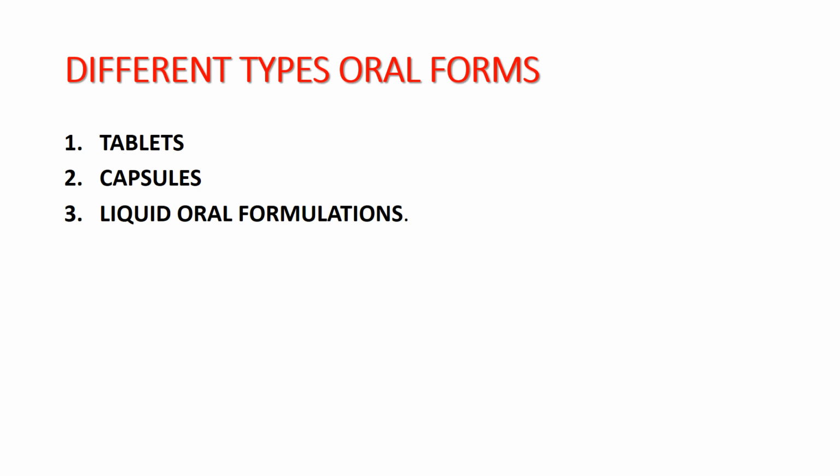One is tablets, the most common type of dosage form. Second, a capsule, where you can open it and see the content inside. I hope most of you might have seen colored capsules. And the third one is liquid oral formulation. Usually we prescribe liquid formulations for kids and older people who find it very difficult to swallow. So the three types of oral dosage form are tablets, capsules, and liquid oral formulations.